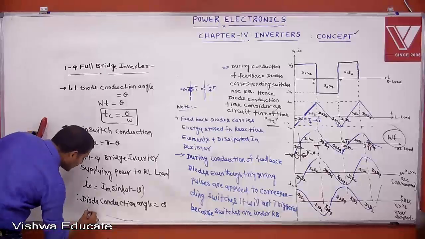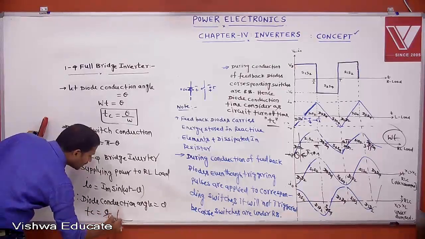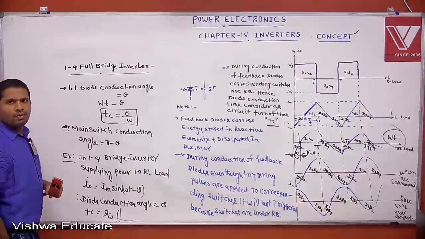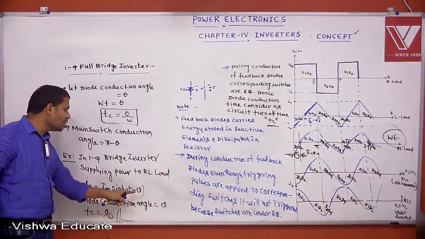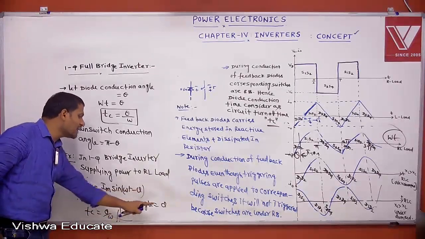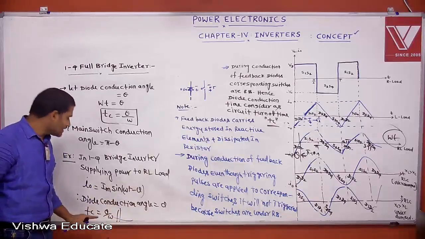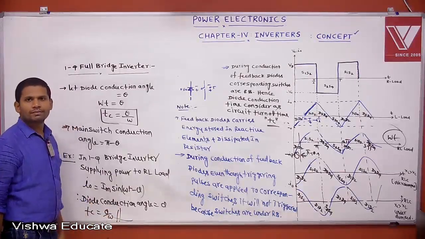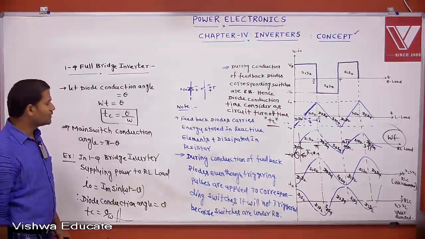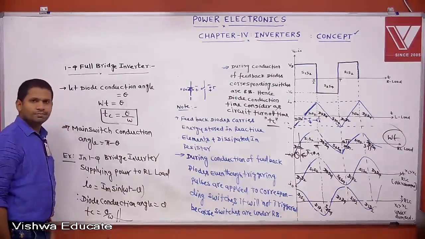Then what is the circuit turn-off time? Theta by omega. Like this we can calculate. What is the main switch conduction angle? For example, here 30 degrees is given, so the diode conduction angle is 30 degrees. The circuit turn-off time is theta by omega, which you calculate. Understood? Like this you can solve.